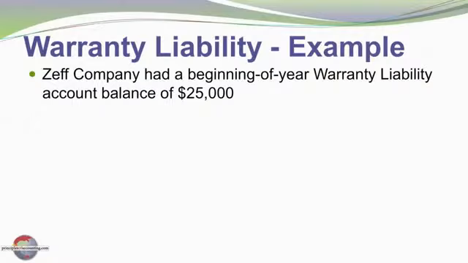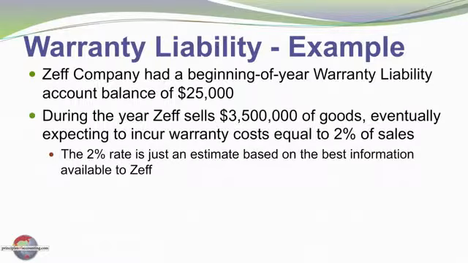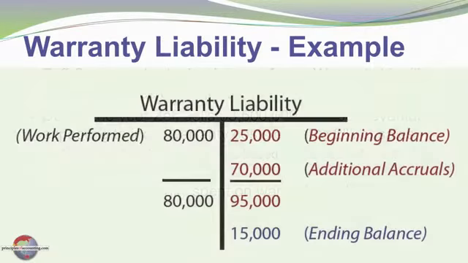Here's an example. Zeph Company had a beginning of the year warranty liability account balance of $25,000. During the year, Zeph sold $3,500,000 of goods and estimated that we would incur warranty cost equal to 2% of sales. It's just an estimate, but we actually did $80,000 of warranty work during the year. Let's look at a T account to analyze the effect of what's occurred for Zeph.